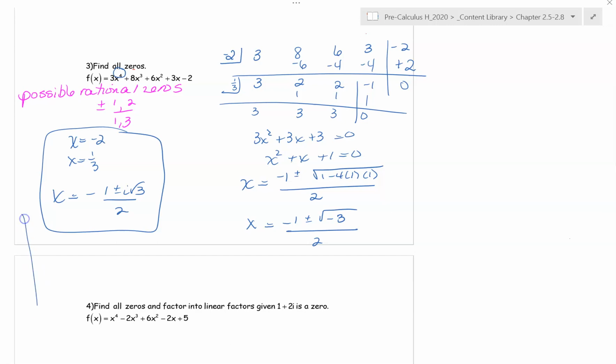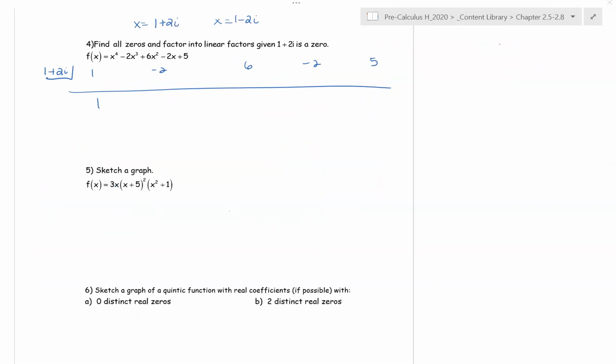Okay, let's go ahead and take a look at the next problem. Go ahead and think about a plan. What would you do to start this problem to find all the zeros? Okay, so we'll use synthetic division with 1 plus 2i. So we have 1 plus 2i. Go ahead and combine like terms. So we have negative 1 plus 2i.